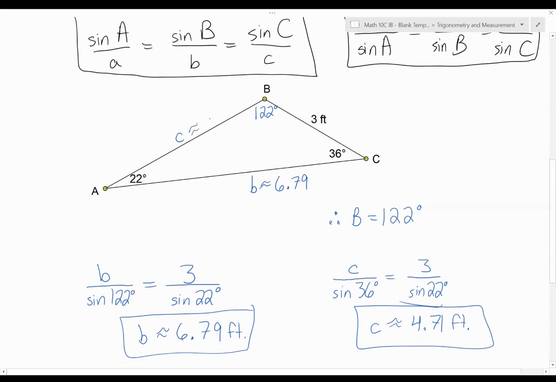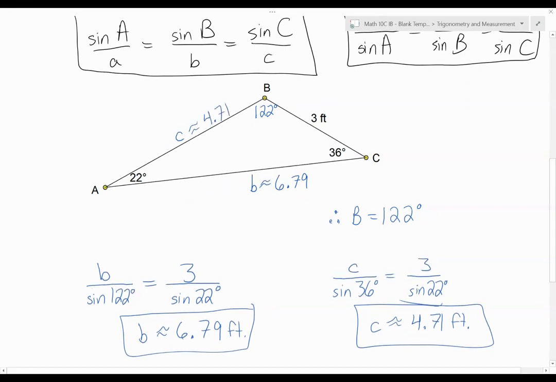So now I know all of the measurements on this triangle, and it does sort of fit. The longest side is opposite the biggest angle, the smallest side is opposite the smallest angle, the one in the middle is in the middle. And so that is how I could use the sine law to find side lengths.